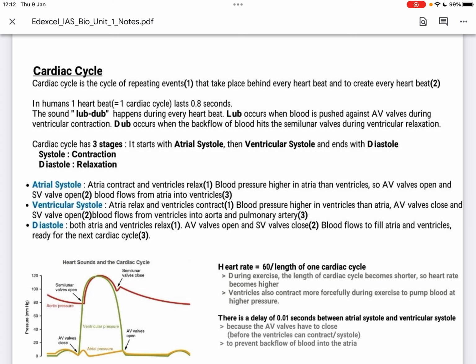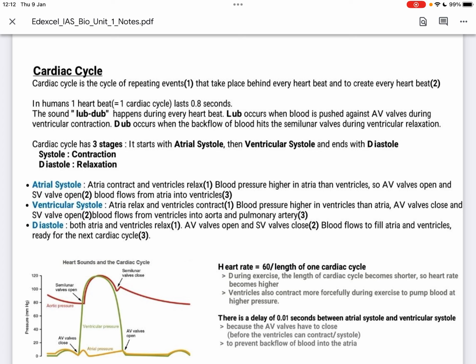Try listening to your heartbeat. It's gonna be like lub dub, lub dub, right? So the cardiac cycle has 3 stages. It starts with the atrial systole, then the ventricular systole, and ends with the diastole, as we've said, which is the cardiac diastole. Systole means contraction, and diastole means relaxation. So when we go with the atrial systole, it means the atria contract, and in the ventricular systole, the ventricles contract. Lastly, diastole, both relax.